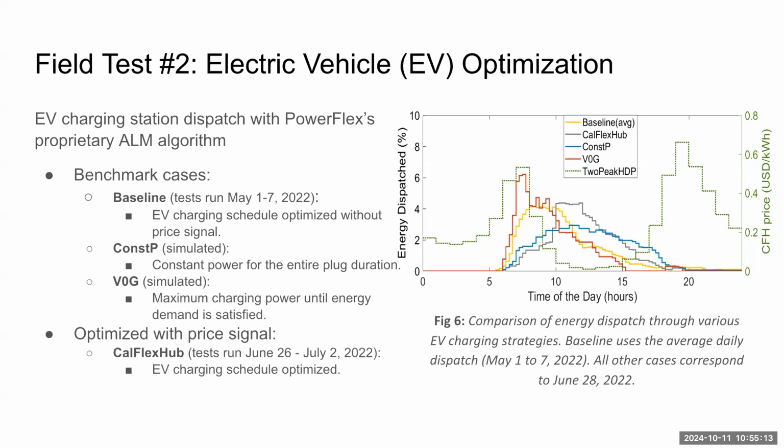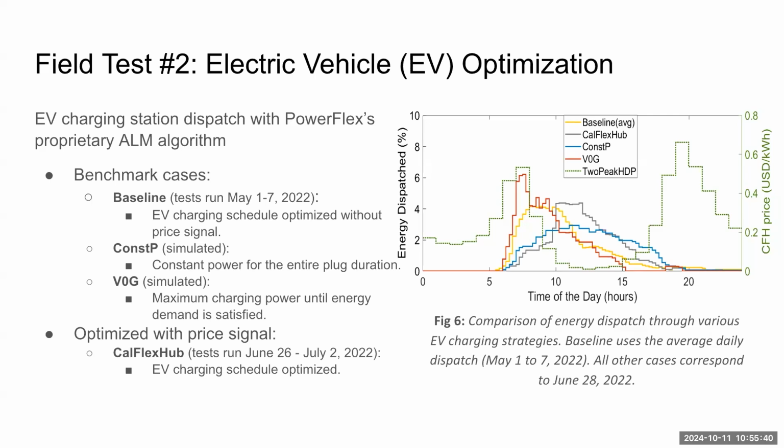Yeah, so V0G, that's an easy one. Now, actually, another easy one is constant power. For that, we just took all the energy that came to the EVs. We took the plug-in time, the unplug time, and we just distributed energy flat equally across the whole time interval. So that means charging power is constant, but it's not at peak level. It's just at whatever it needs.